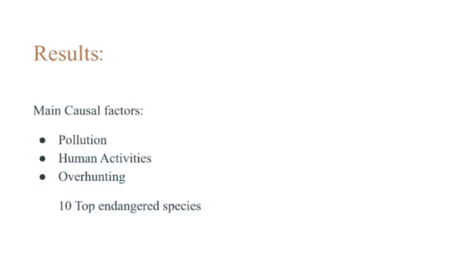Second, human activities which influence extinction and endangerment fall into deforestation and ecological damage by climate change. Third, overhunting, which causes damage to the population of a species. And finally, the top 10 endangered species collected by the IUCN Red List of Endangered Species.